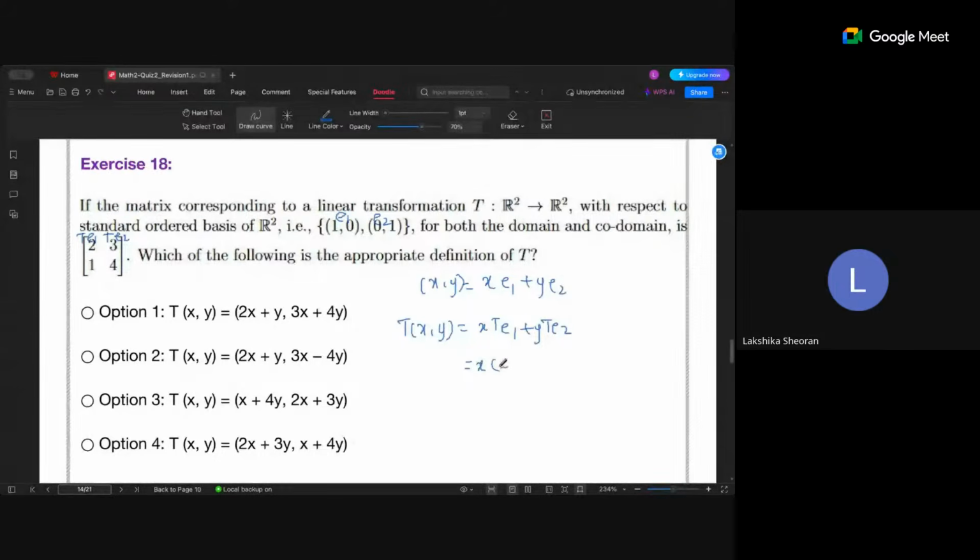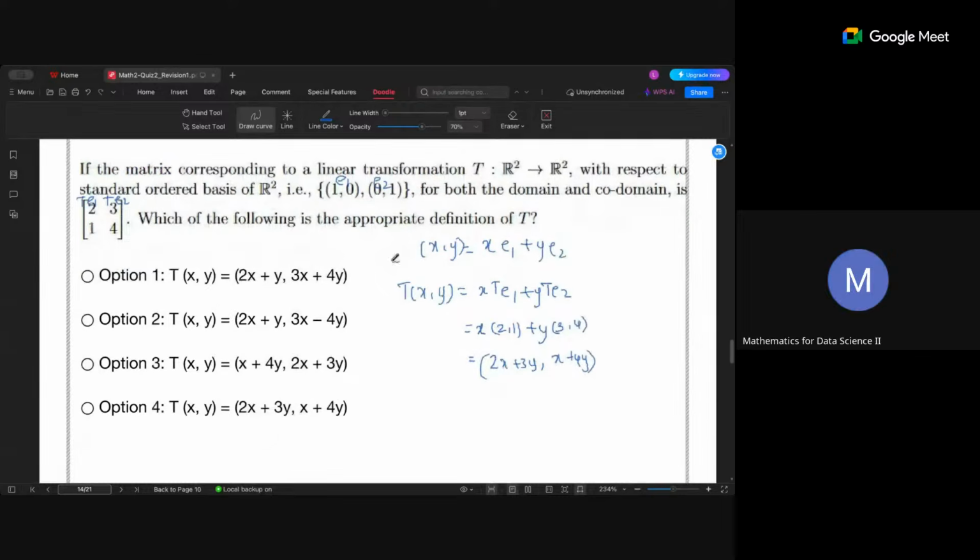What is T1? 2 comma 1. And what is T2? 3 comma 4. So it should be 2x plus 3y and x plus 4y. Correct? Okay. Yes, yes.